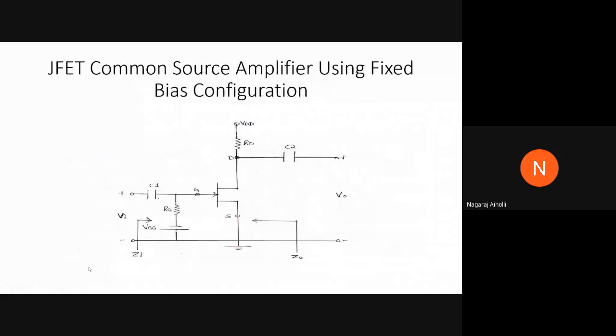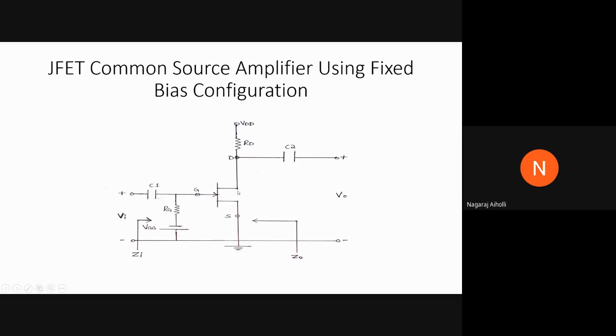Next, we will see the JFET common source amplifier using fixed bias configuration. This is JFET, junction field effect transistor, or the field effect transistor. Here it is the JFET common source amplifier using fixed bias configuration. So here we have source, gate, and drain terminals. Then here we are biasing, connecting the voltage VGG through resistance RG. So it is a fixed bias configuration. Fixed bias configuration means constant voltage VGG is applied between source and gate terminals, and hence it is called fixed bias configuration.